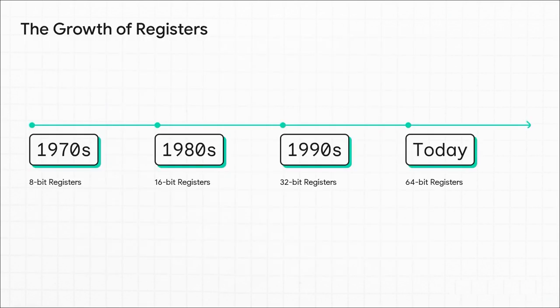And this idea of a register is actually central to the entire history of computing. You can see the evolution right here. Early processors back in the 70s used 8-bit registers. Then they grew to 16-bit, then 32-bit, and today, most of our computers are using 64-bit registers. That means they can work with absolutely massive numbers all in a single go.